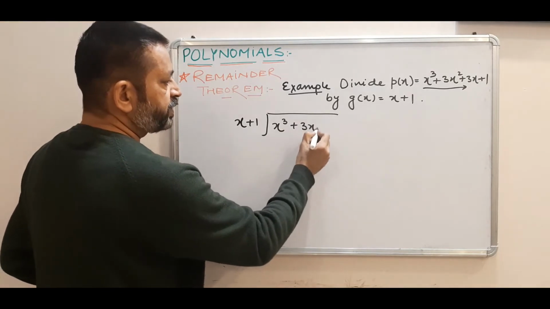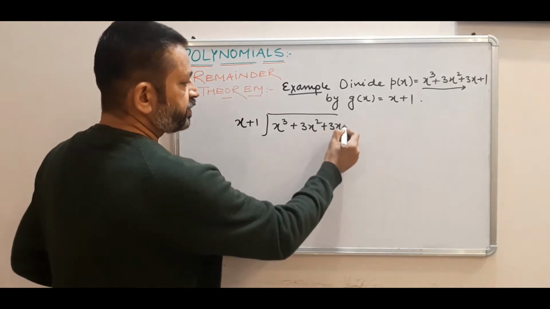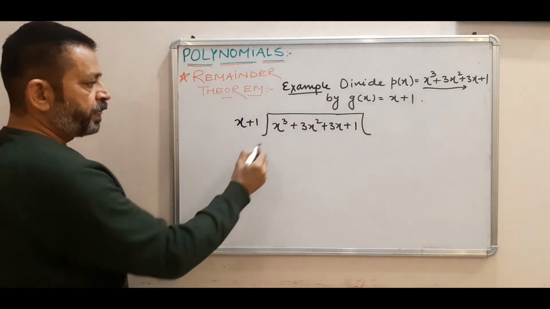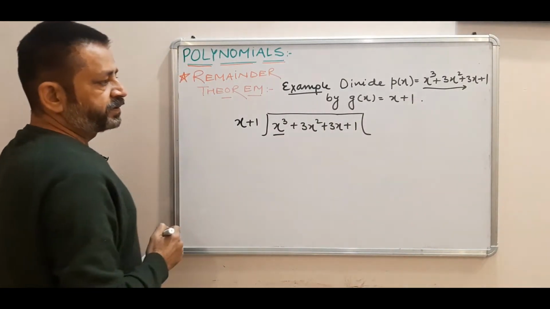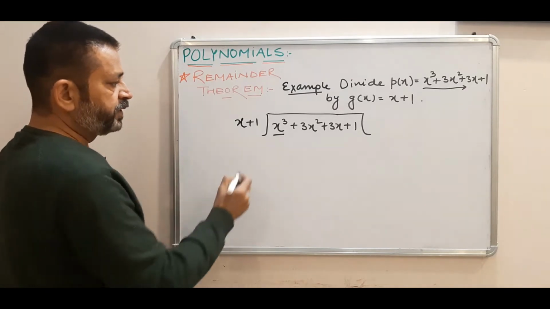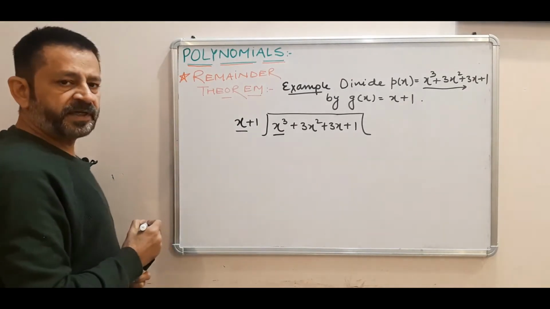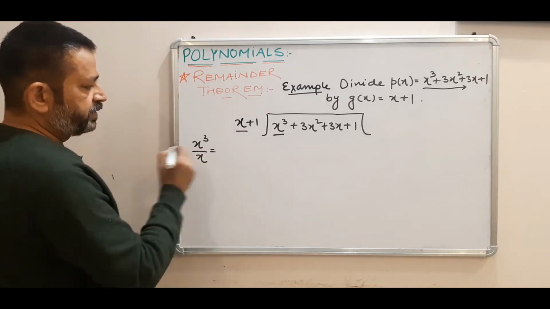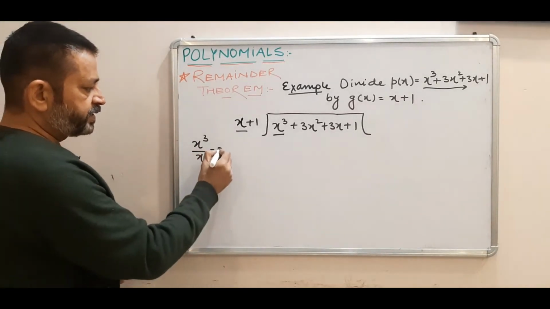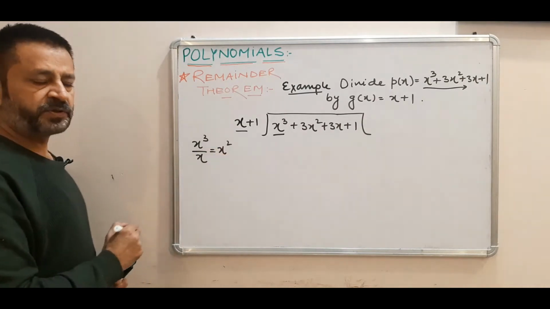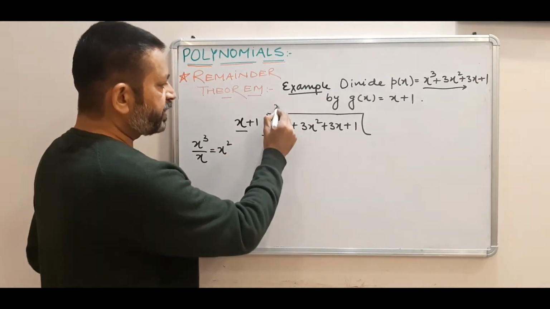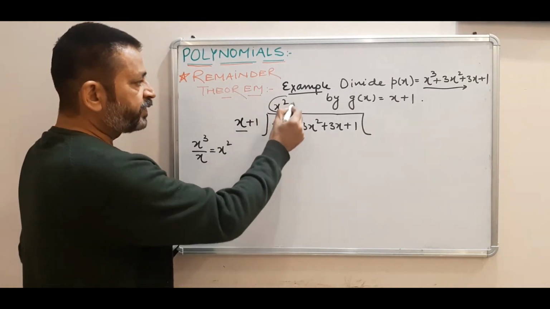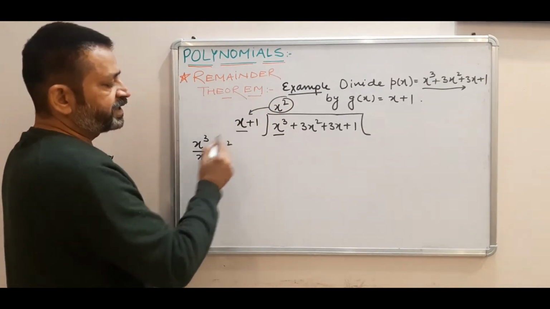It is 3x square plus 3x plus 1. So now how to divide? Look at the first term of this dividend, that is x cube, and the divisor's first term is x. This is our rough work. Divide it, we'll get x square. So first we'll multiply by x square, so we'll multiply this x square with x plus 1.